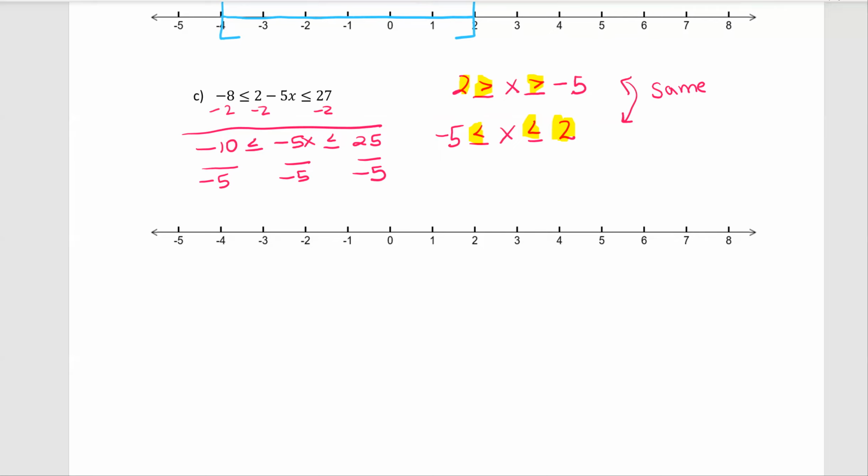But now we can write it on our number line. So we have a bracket on -5, a bracket on 2, and we will shade in between to write this as an interval. That's how we write it.